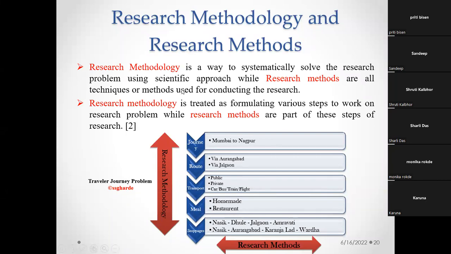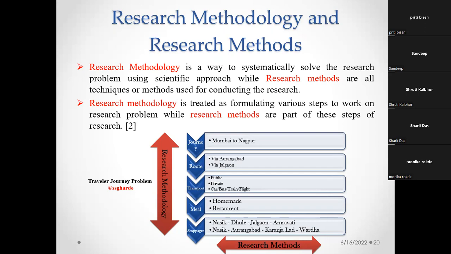Here, research methodology is a way to systematically solve the research problem using a scientific approach, while research methods are all the techniques or methods used for conducting the research. Until now, we have seen that the research design process incorporates different steps: first search the topic, formulate the problem, then collect the data, go for literature survey, and so on. These are the steps involved in the research methodology.